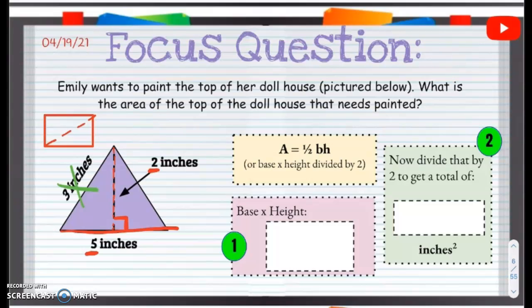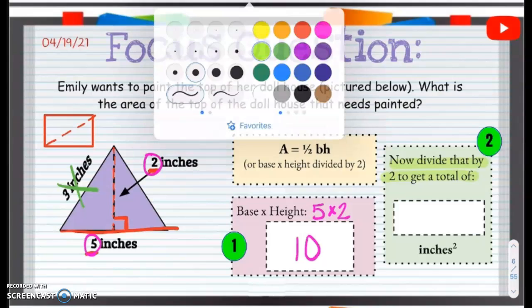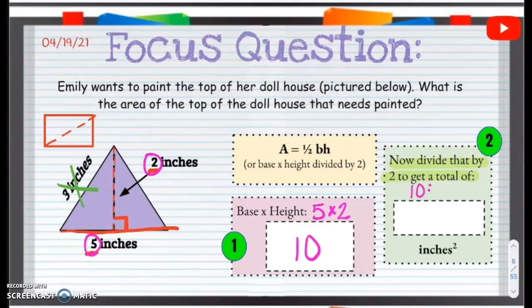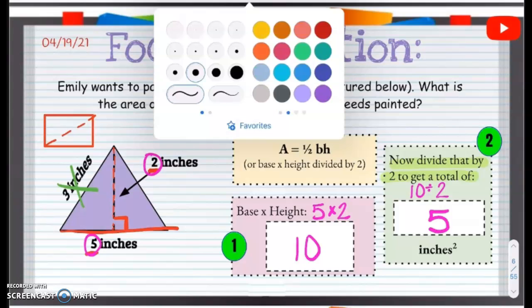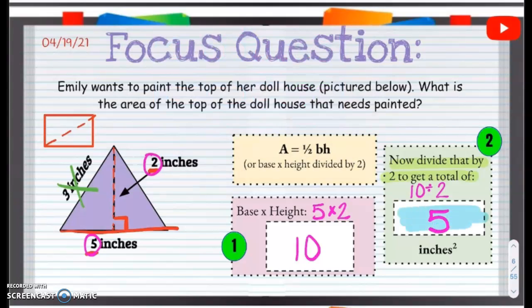So we're going to multiply together our base times height. Well, our base times height is 5 times 2, which I know equals 10. Now, when we divide that by 2, 10 divided by 2 equals 5. So our answer is going to be 5 inches squared. And it's inches squared because we're dealing with area.